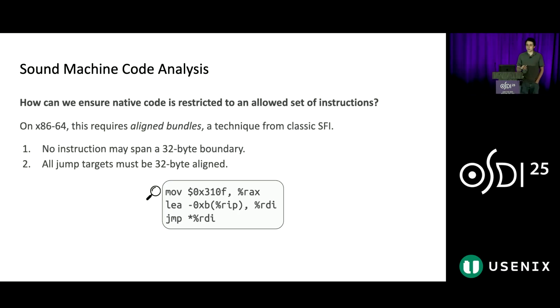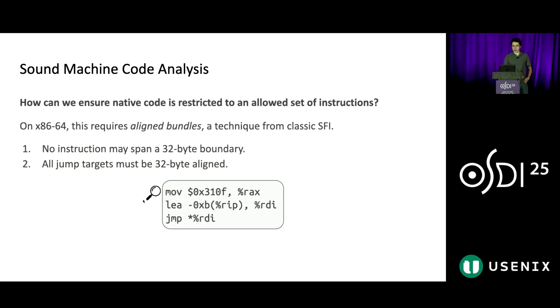So on x86, to do sound machine code analysis, we need the technique of aligned bundles, which is commonly used in classic SFI systems, for example, Native Client. And the idea is that we're going to make sure that no indirect branch can jump into the middle of another instruction, because then it could execute an entirely new sequence of instructions that our static analyzer, our decoder, did not analyze. So the way we do this is we say no instruction can span a 32-byte boundary. We're going to pack instructions into 32-byte bundles. And if one instruction were to span the end of the bundle, we just pad with no-ops and start at the next bundle. And then all jump targets must also be 32-byte aligned.